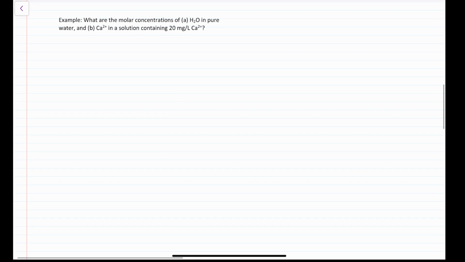So what are the molar concentrations of water in pure water? That seems kind of weird, but let's do this. What's the concentration of water in pure water? And we have to find the molar concentrations.